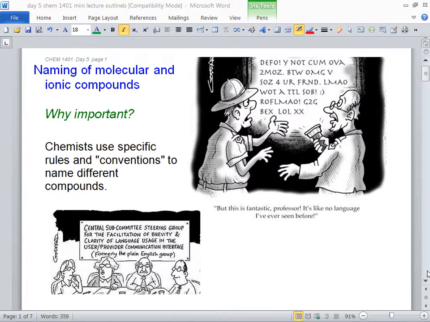And so one of the things we're going to have to do today is figure out whether something is a molecular compound or ionic compound. So then we know what set of rules to follow, right? So let's get started.